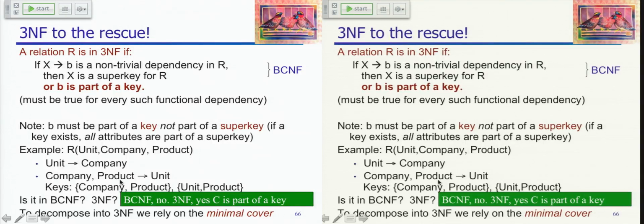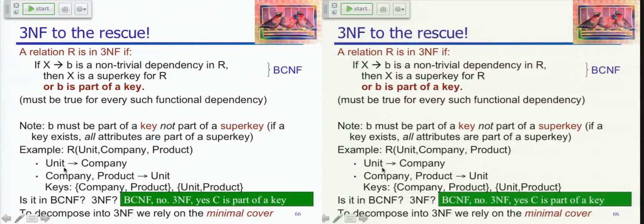Now, to be able to decompose into 3NF, we're going to rely on minimal cover. Question? Charles? Yeah. If B is a key, doesn't it tell you that X is a superkey? The question is, if B is a key, doesn't that mean that X is a superkey? Let's look at this. B is part of a key, company, but unit is not a superkey. Is it not? So unit gives you company, but it doesn't give you product.